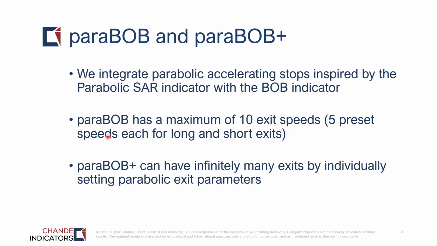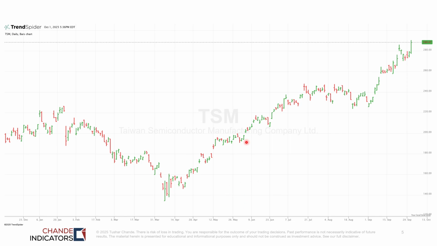So the difference is that paraBOB has a maximum of 10 exit speeds, so 5 preset speeds each for long and short exits. However, the paraBOB Plus can have infinitely many exits by individually setting the parabolic exit parameters for the long exit and the short exit. So the fundamental difference is that the paraBOB has a maximum of 10 exits, and the paraBOB Plus can have infinitely many exits.